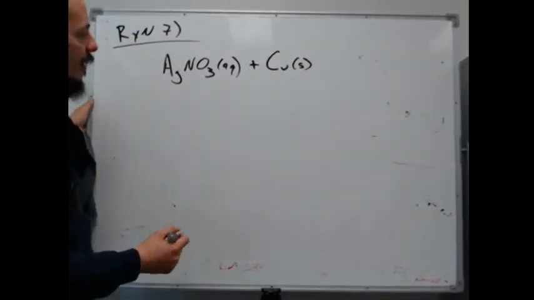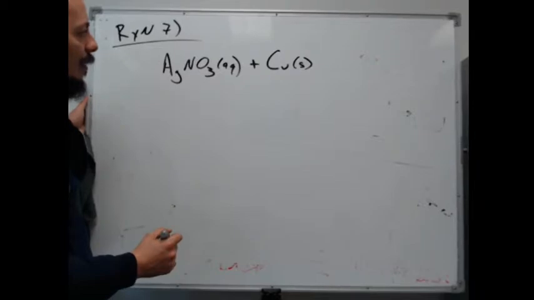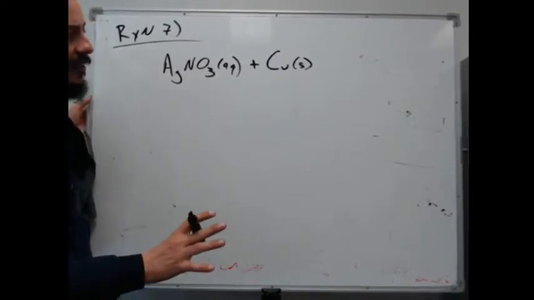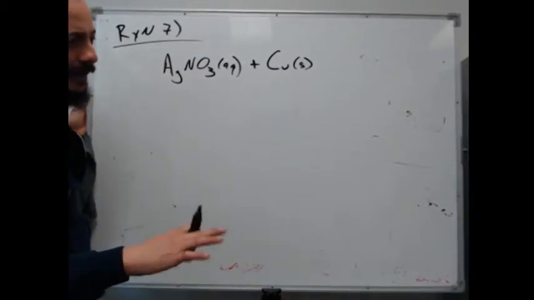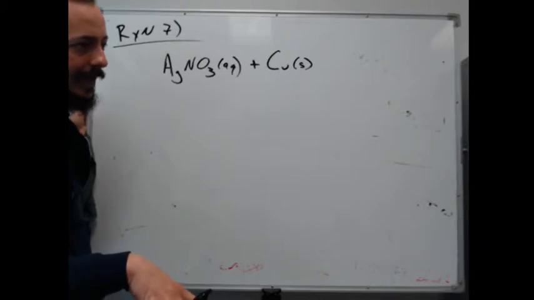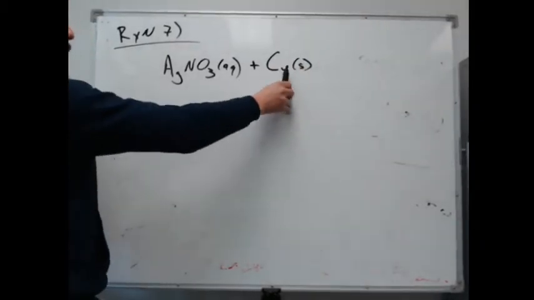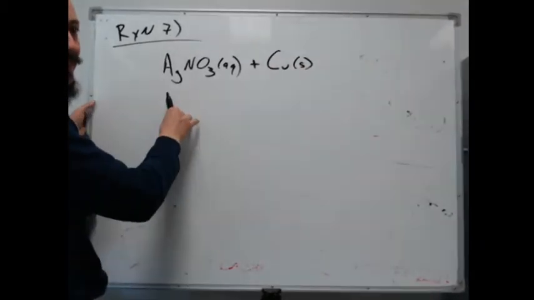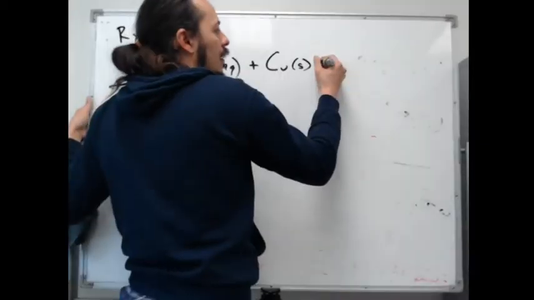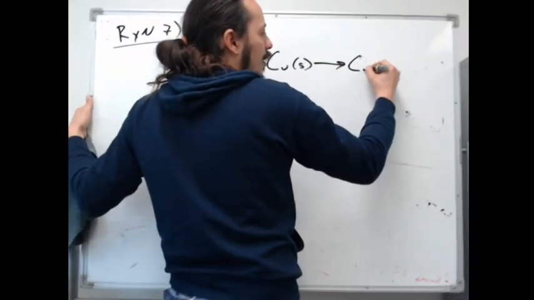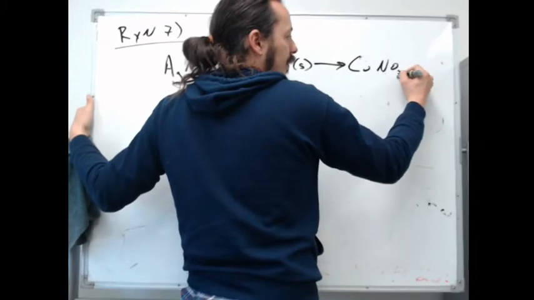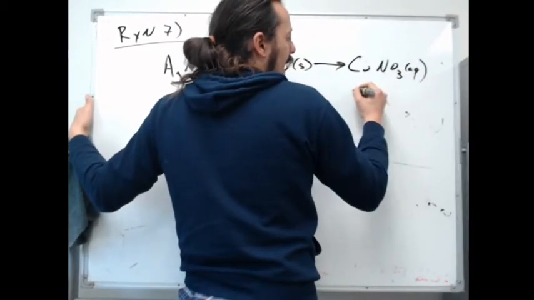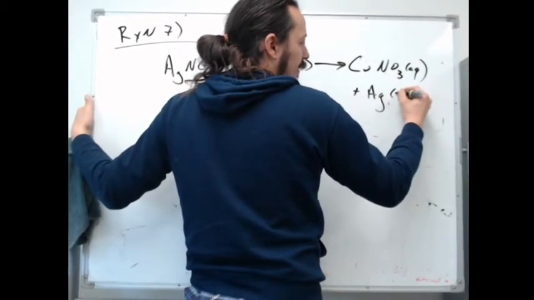So when we look at this, I'm going to go ahead and do a metathesis. Well, this is actually going to be considered a single displacement. This is not technically a metathesis reaction, right? Because there's not another. I'm just going to have the copper replace the silver and see what happens. So that would make copper nitrate, and it would make silver solid.